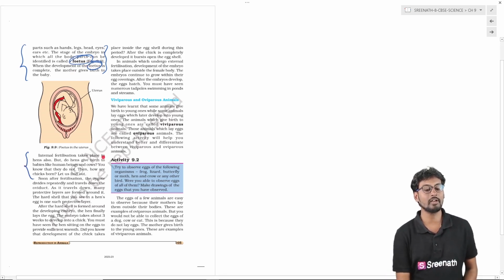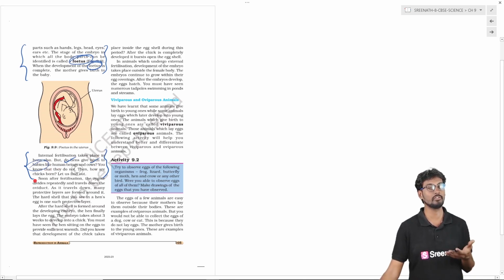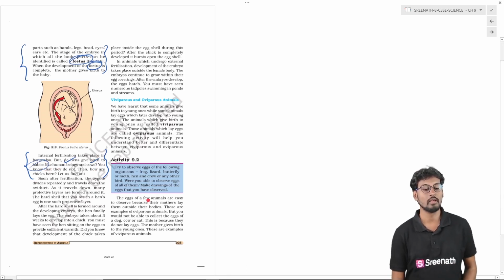So this entire fertilization takes place internally, so it is called internal fertilization, and it generally takes place in human beings and cows. The babies are the outcome of the internal fertilization happening inside human beings and cows.